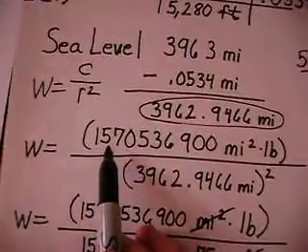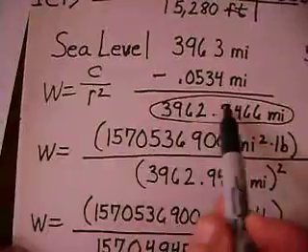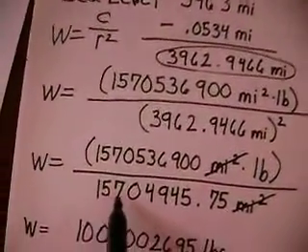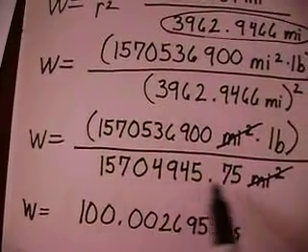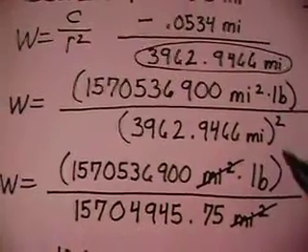This is our constant that we found in that last step. This is it right here. This is our C. This is our R value right here. So we square it, and we end up with this number whenever we take and square the bottom right here. Like I was saying earlier, a mile times a mile is a mile squared.